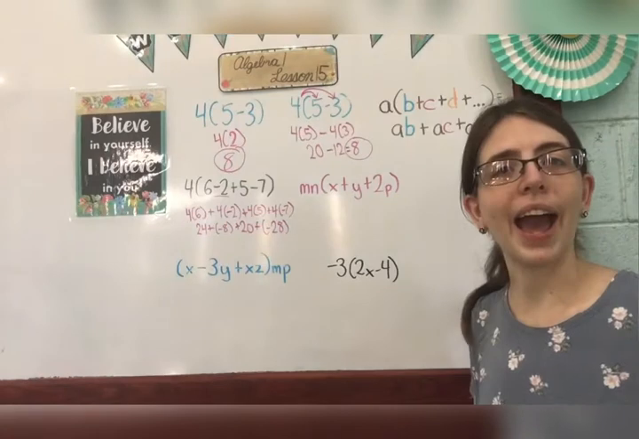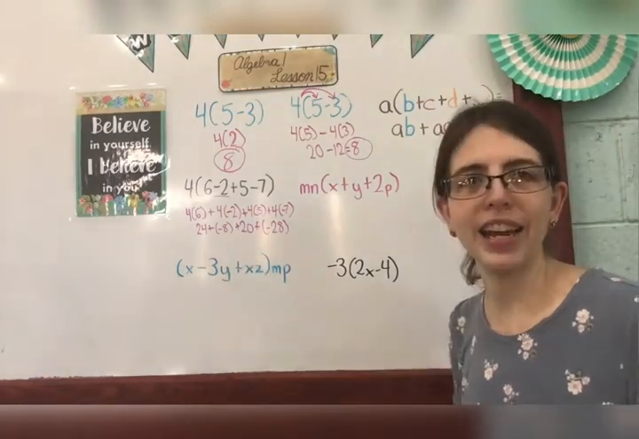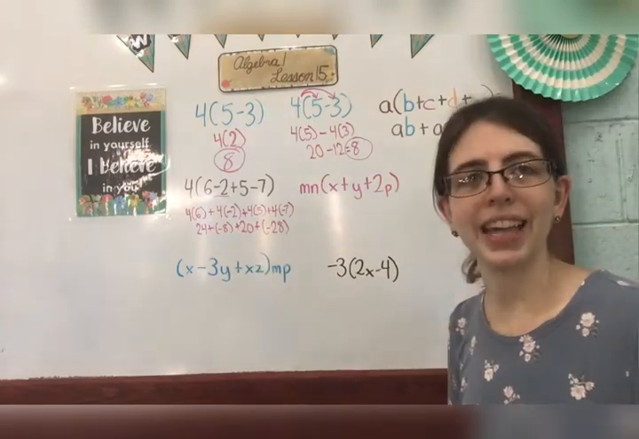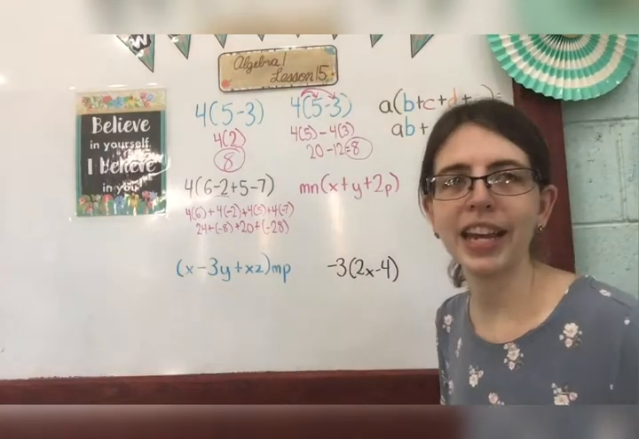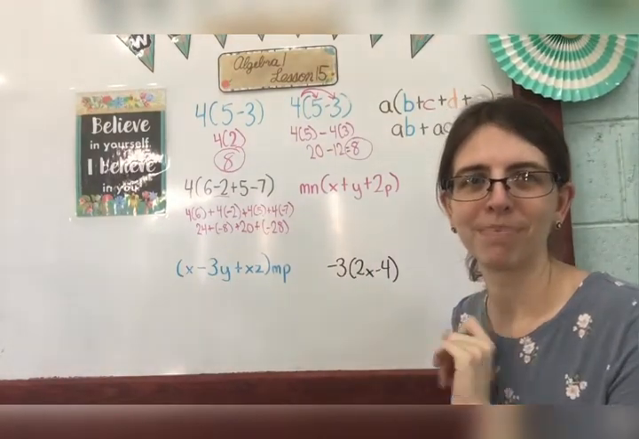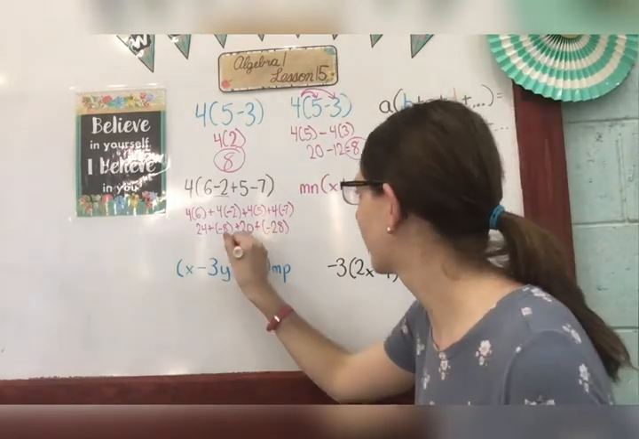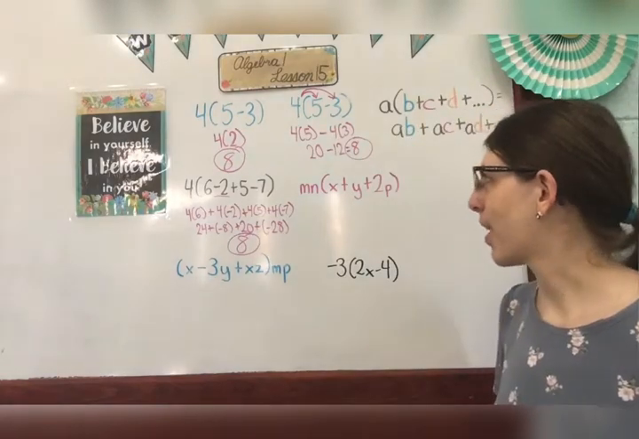Okay, and now I add my terms together, going from left to right. 24 plus a negative 8 is a positive 16. 16 plus 20 is a positive 36. 36 plus negative 28 is what? Positive 8, right? If you got positive 8, you are correct. So that's how you do it. Let's look at the next one.